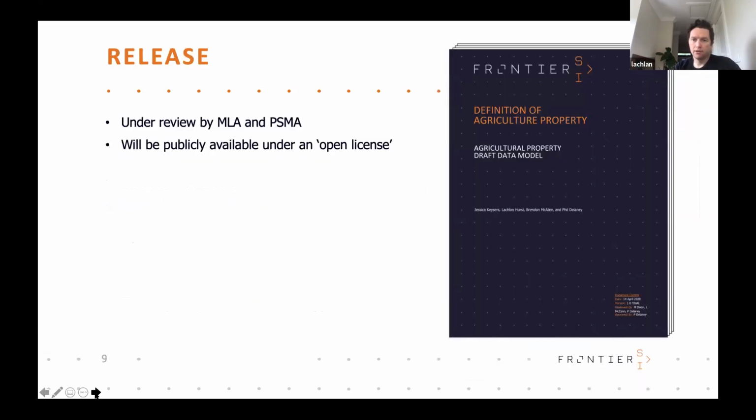So the report for the main outcome of this project is currently under review by MLA and PSMA. I unfortunately don't have a date on when that will be publicly released. It shouldn't be too far away. We are actively following it up. It'll be published under an open license, so there shouldn't be any problem picking it apart and seeing, all right, this is what we can really learn from that in the context of this open vineyard mapping project.